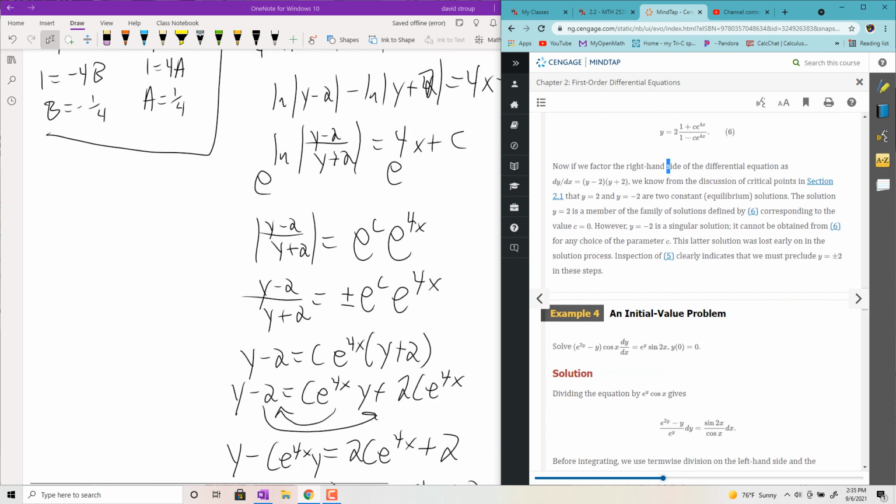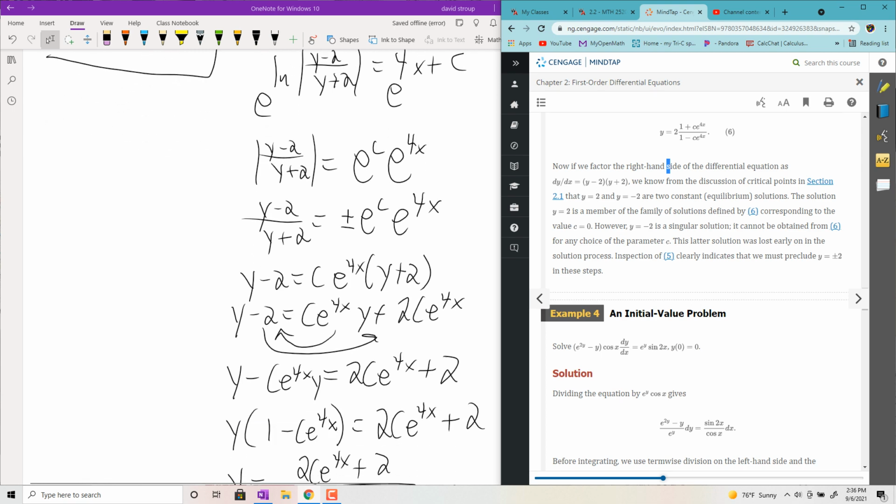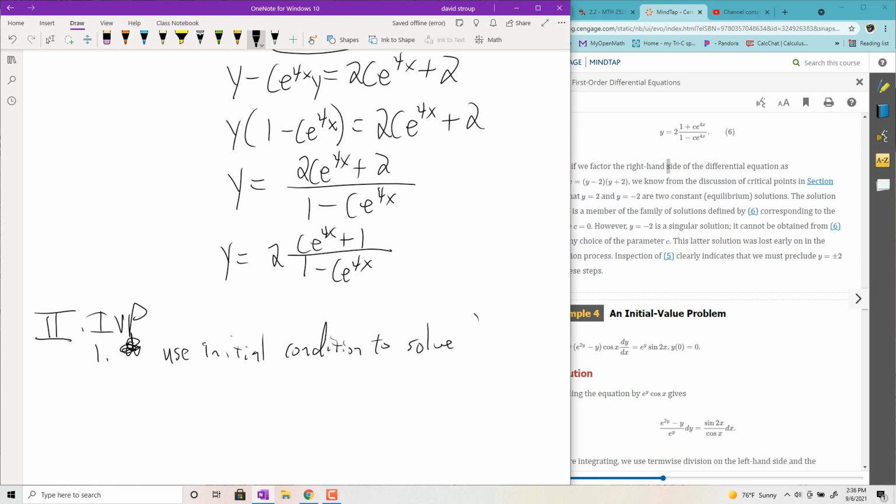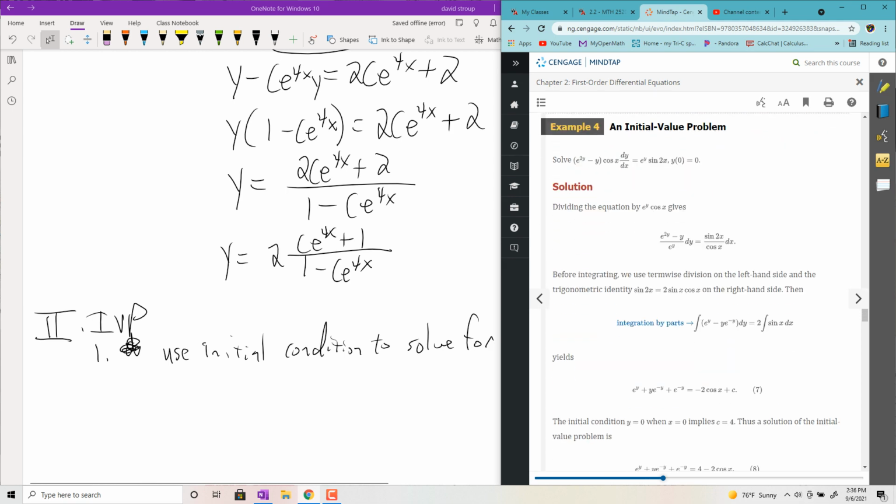Anyways, from there we look at initial value problems. So let me introduce another section here, section 2, initial value problems. Basically it's the same thing, except you can use the initial condition to find your particular solution, in other words, to solve for your constant c. So just use the initial condition to solve for your constant c.